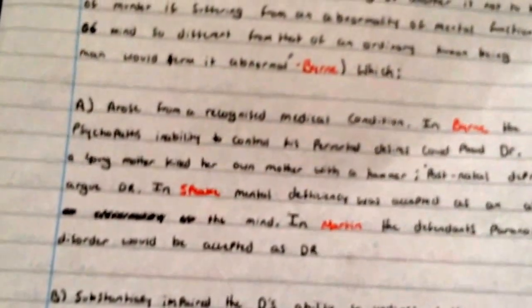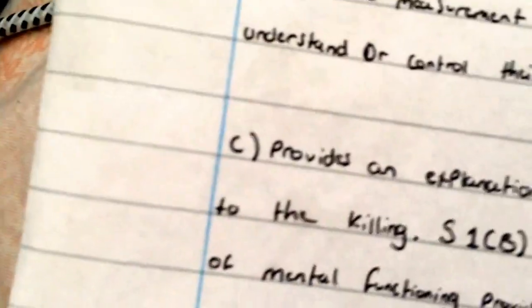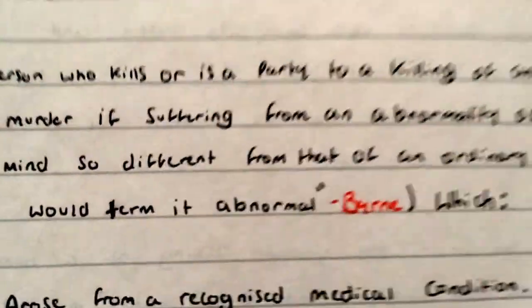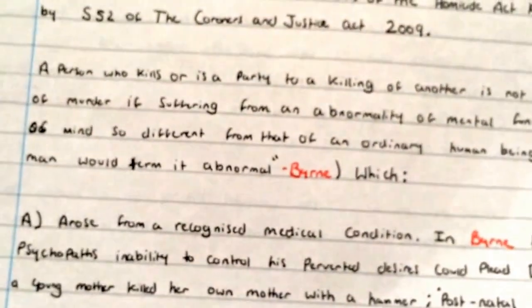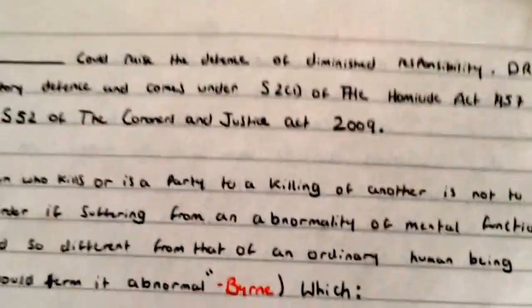Just make sure you do sufficient application after each of the steps. The steps are A, B, C. Make sure you mention and define an abnormality of mental functioning, refer it to the case of Byrne, introduce it nicely like that, and you should be on your way to a sound grade providing you have sufficient application.